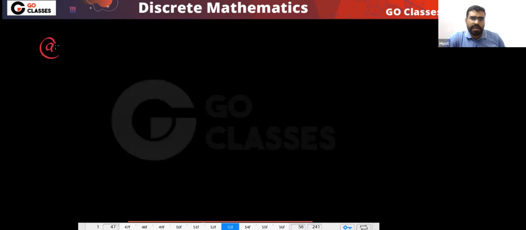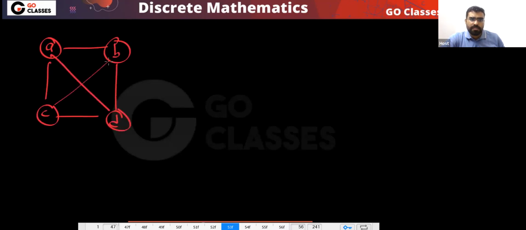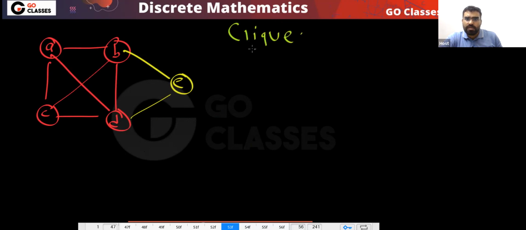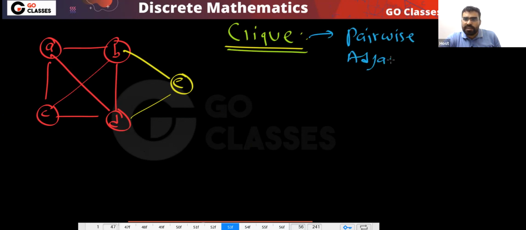Consider this example: A, B, C, D, and let's assume there is some E. This is your graph. Now in this graph, tell me what are the cliques. Remember the definition: clique means pairwise adjacent vertices. Every two must be adjacent. So that is your clique.